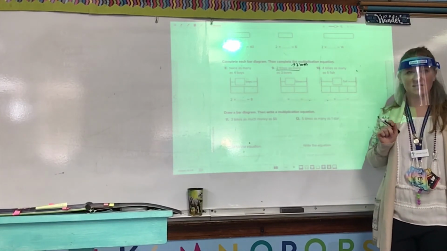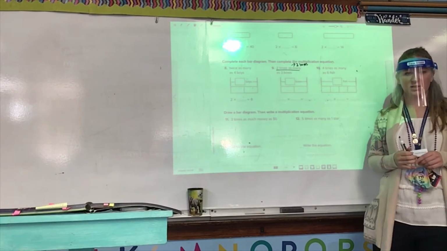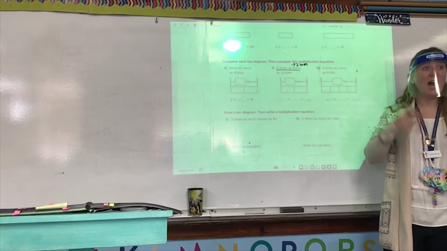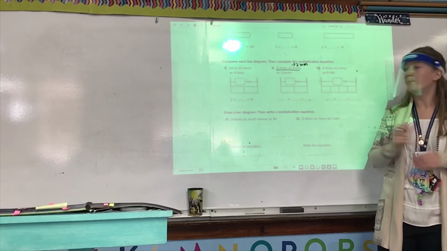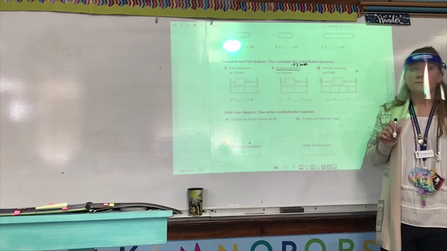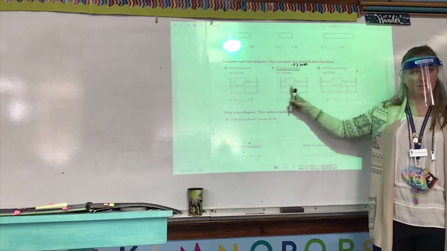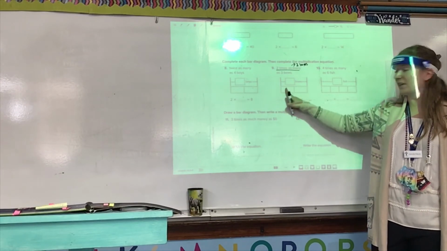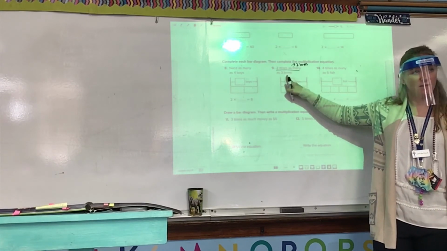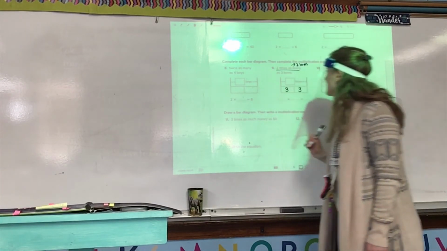Now, inside the boxes, what goes inside the boxes? The number of what? Look at your blank template. Aaron? The number of objects, which in this case, what are our objects? Bows. So what number goes inside each of these? We're putting the number of objects. Our objects in this case are bows. How many bows do we have? 3. So what goes in each of these boxes? 3. So we have 3 bows and 3 bows.